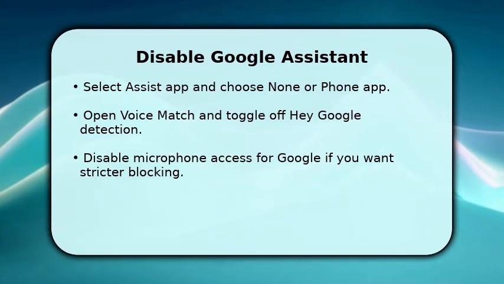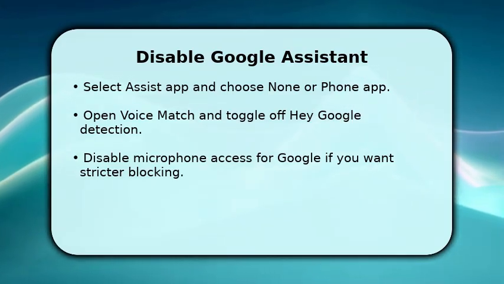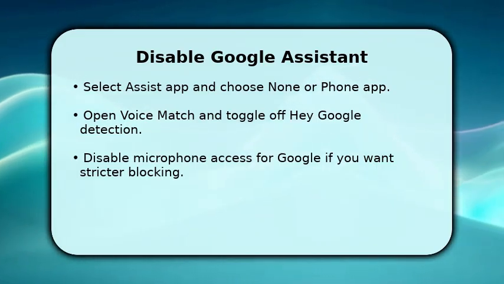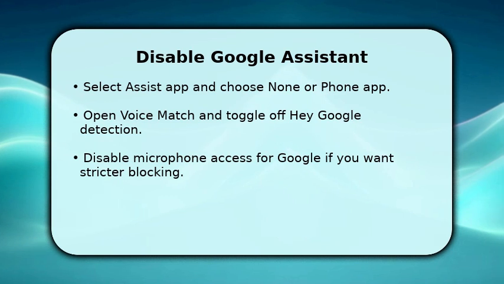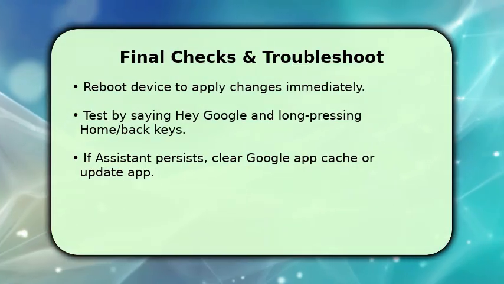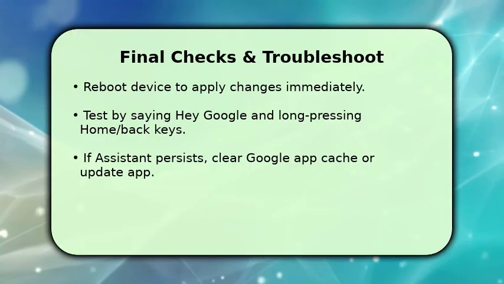If you want extra assurance, go to App Permissions, find Microphone Permissions for Google, and revoke it. This prevents audio triggers and limits assistant behavior across the device. Finish by rebooting your Vivo to ensure all changes take effect. Restarting clears background processes that could re-enable voice features.